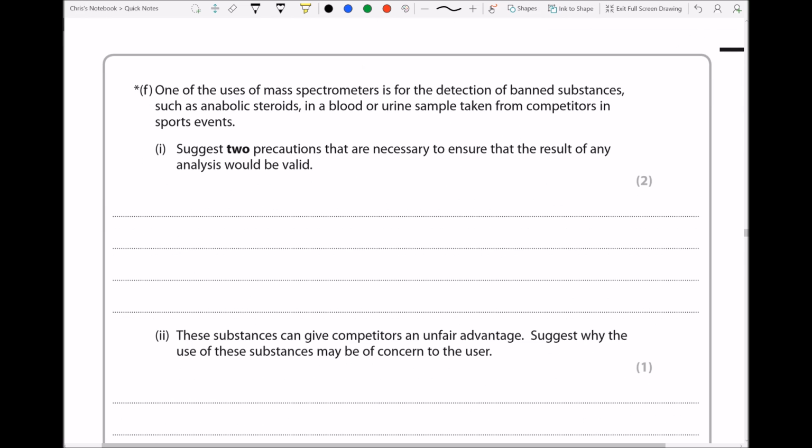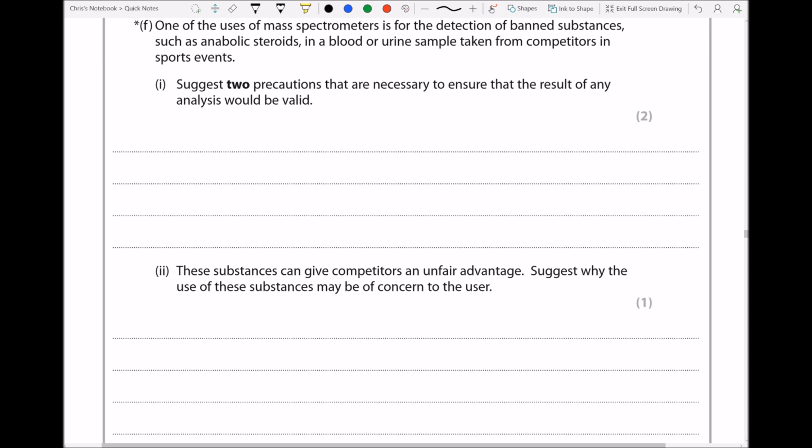Right, okay, so the next part. This is part F. You can see here that one of the uses of mass spectrometers is for the detection of banned substances such as anabolic steroids in a blood or urine sample taken from competitors in sports events. We're going to suggest 2 precautions that are necessary to ensure that the result of any analysis would be valid. This is quite common: if you're an athlete, you have drugs tests to make sure you're not using drugs which are banned, or you're declaring the drugs that you are using.